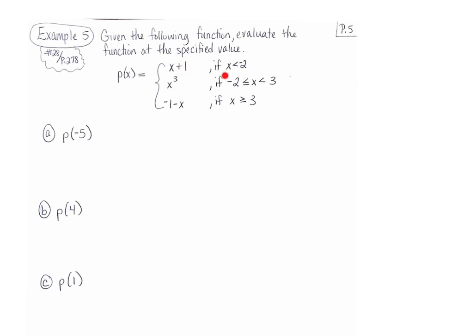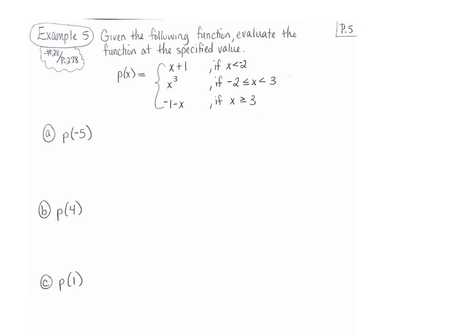It's x plus 1 if x is less than negative 2. X cubed if x is greater than or equal to negative 2, but less than 3. And it's negative 1 minus x if x is greater than or equal to 3. Okay?